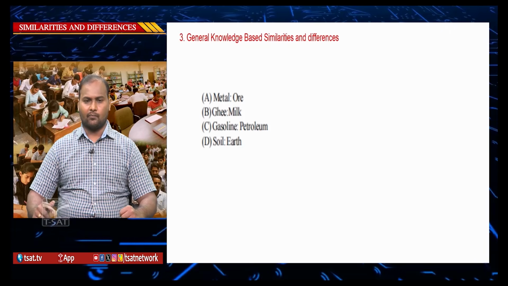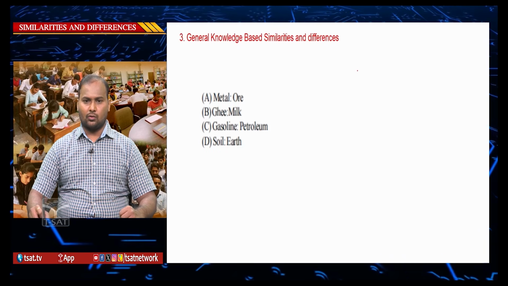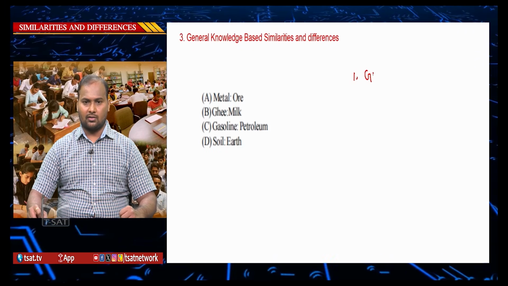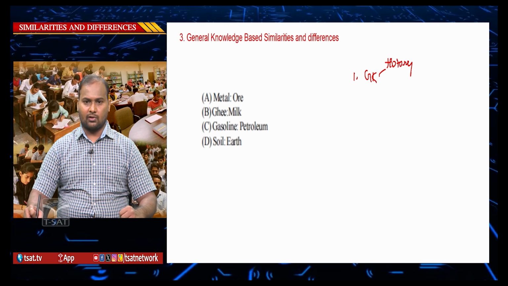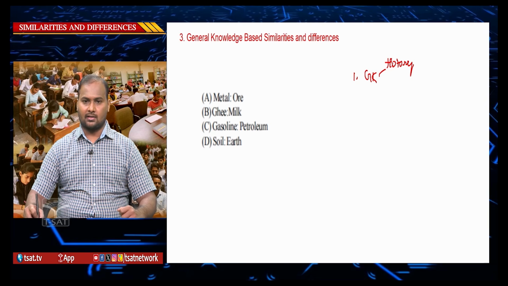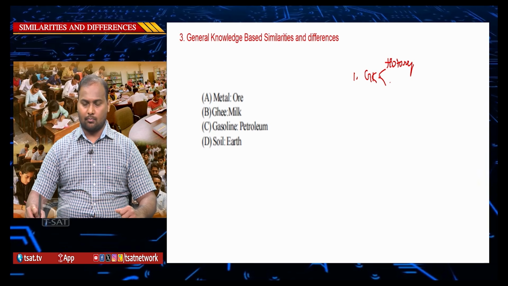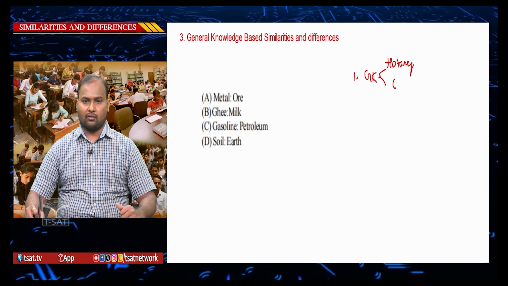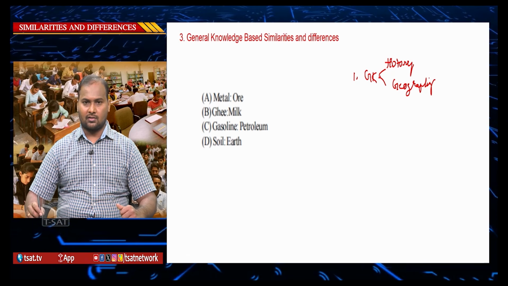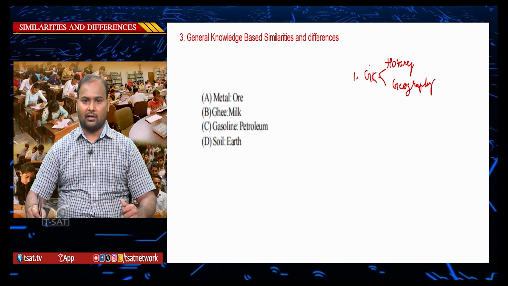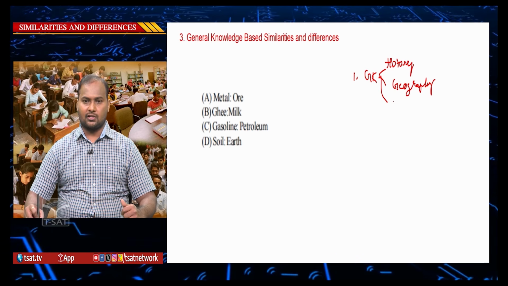We are going to different types of similarities and differences that are based on general knowledge or vocabulary. In this type of questions, a student should know general knowledge regarding history, because they will ask questions based upon history regarding different kings, kingdoms, poets, wars, battles, etc. In the same way, one should know about geography. In geography, they will ask about different types of forests, rocks and soils. And again, questions based on biology.